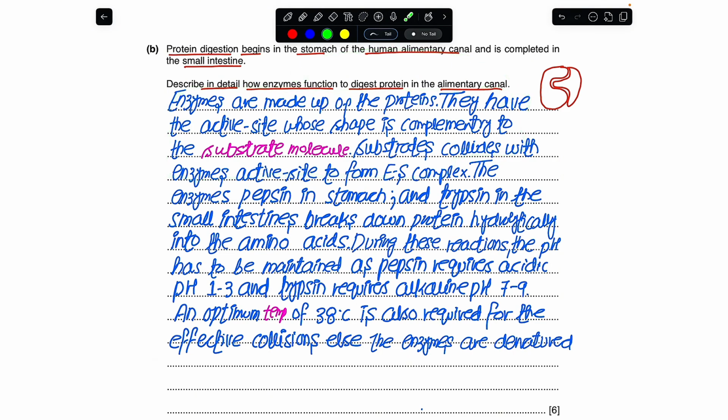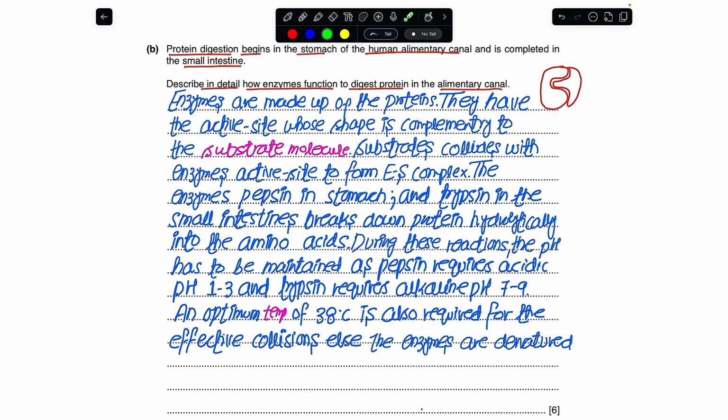And now let us become specific to the protein digestion. Now, either you would say that we have the pepsin enzyme in the stomach, or if you don't want to write it in terms of pepsin, you could write in terms of the trypsin, but you have to relate that it is in the small intestine. No matter if it's pepsin in the stomach or trypsin in the small intestine, they break down the protein hydrolytically, in the presence of water, to their respective amino acids.